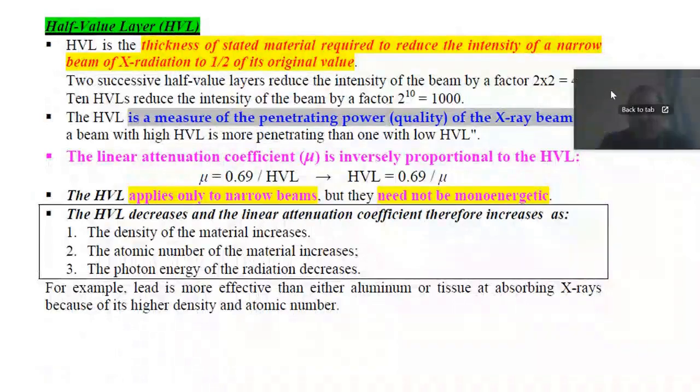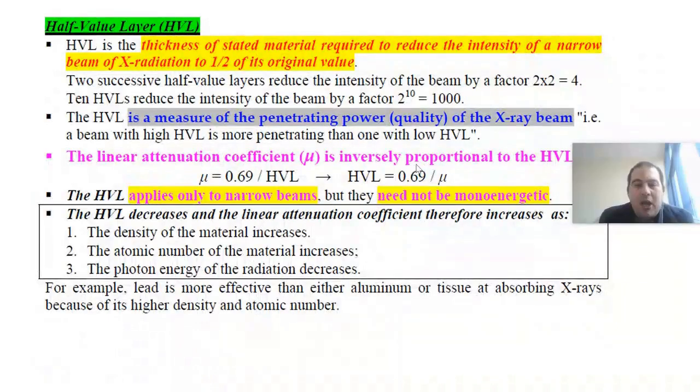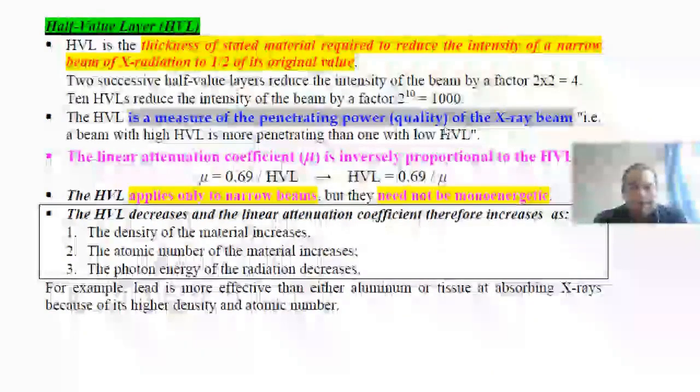In shielding calculations and related calculations, it is often stated that one should use the tenth value layer, which is always used. Using the intensity of radiation at one tenth of the incident radiation, this value is always used.